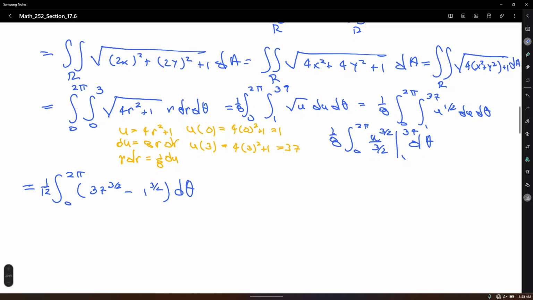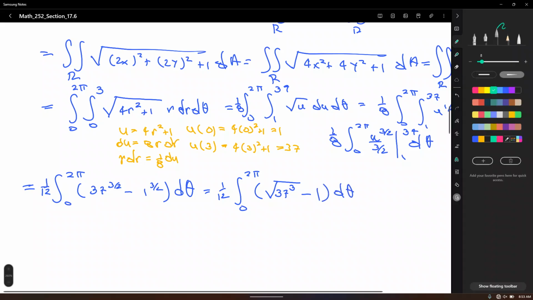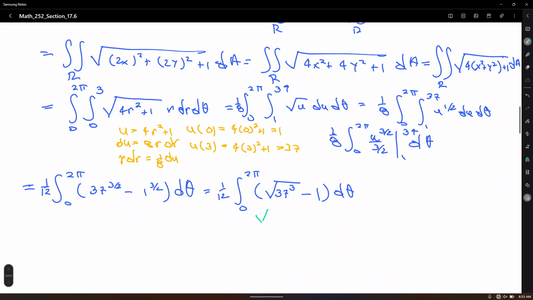But we need to simplify this quantity. Okay, so this is 1/12 integral from 0 to 2 pi of the square root of 37 cubed minus 1 d theta. Okay, let me do some side work. Square root of 37 cubed, that's the same as saying 37 squared times 37. The square root of 37 squared, isn't that 37? So 37 root 37 minus 1.